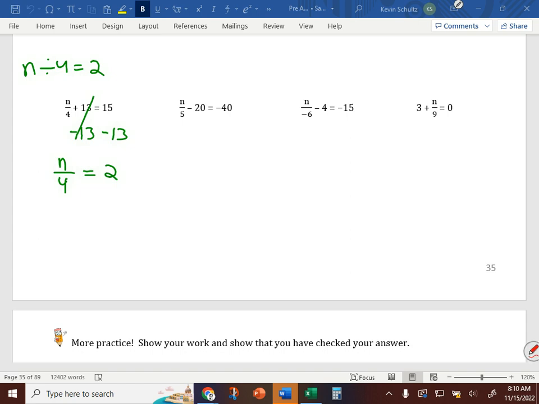I'll do it in red so you can differentiate here. Times 4, times 4. Those cancel out, as opposite operations do, and we're left with n by itself, and 2 times 4 equals 8. Does this work? Well, let's check it. Replace n with 8, so we get 8 divided by 4, which is 2. 2 plus 13 equals 15. It checks out.